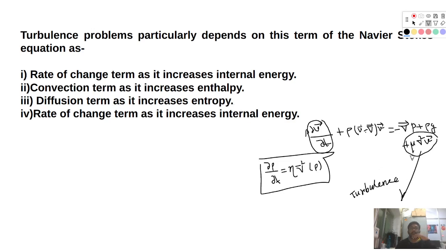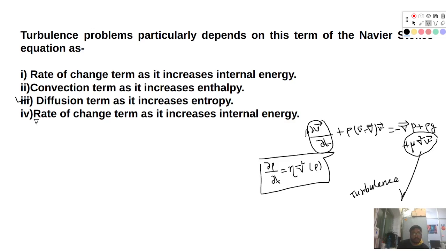So we have a diffusion term, but how do we know the entropy is increasing? Entropy depends upon the degree of disorderedness, right? So when there is some turbulence, we have less ordering of the flow, correct? So we have the diffusion term in the form of viscosity, which will increase the entropy, and that means there is some turbulence. So I think this third option is correct. Okay, so Sumit, any issue?